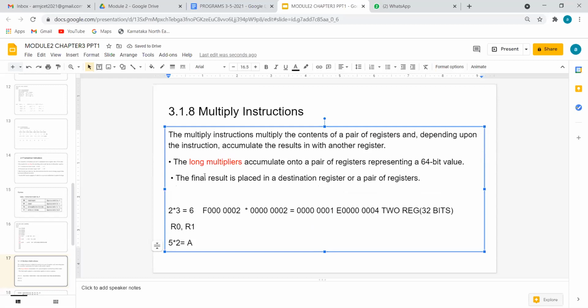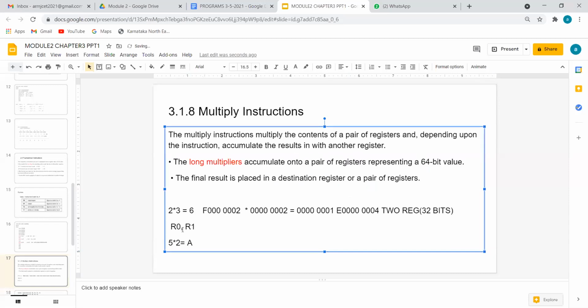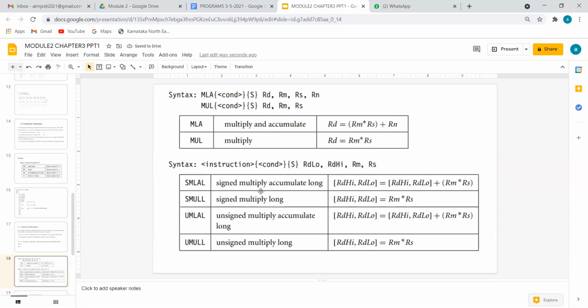See the point. If the result is 64-bit, then the destination is not a single register, it's a pair of registers. That too, particularly we have to make use of R0 and R1. Okay, so some of the definitions we'll take now.